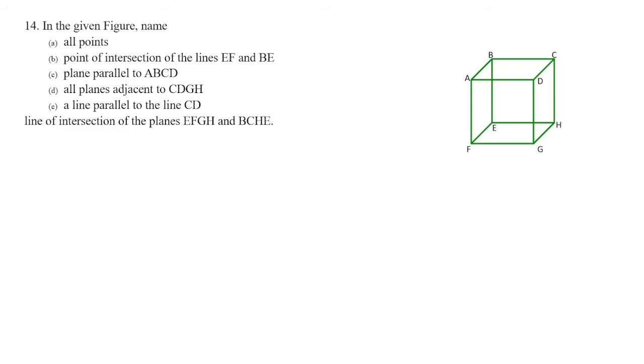Line parallel to line CD. So, what is the line parallel to CD? It is this over here, GH. This is the line parallel to CD. Now you might be thinking even AB is parallel. Yes, even AB is parallel, right? But for now, we'll just take GH.